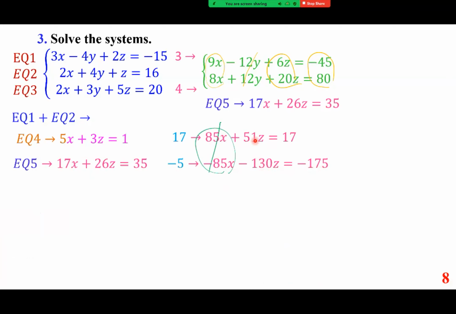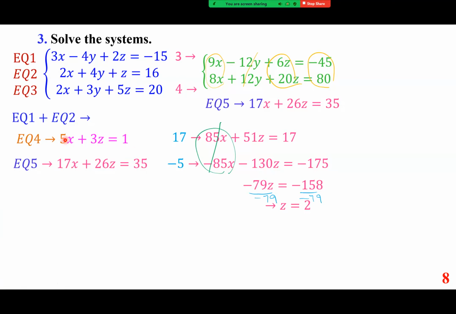And then when we add these two, we get -79z. When we add these two, we get -158. If we divide by -79, we get +2. So z is +2. You have to go back either to equation 4 or equation 5 to find x.